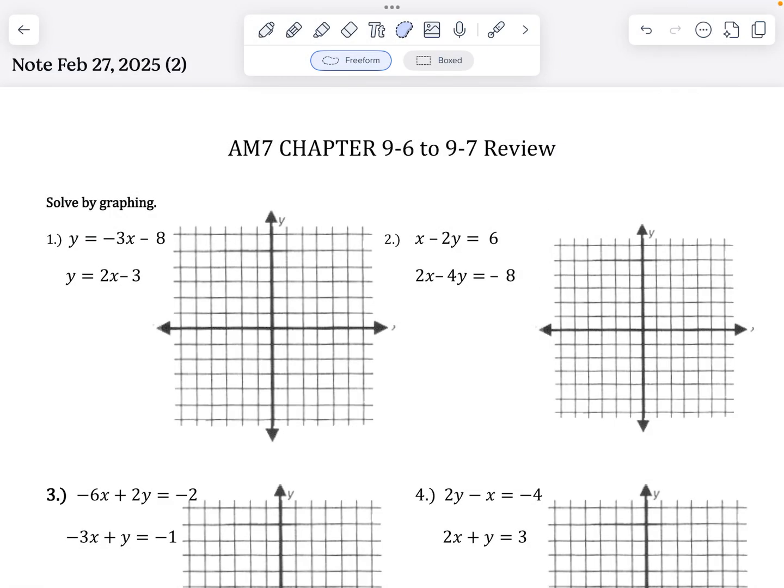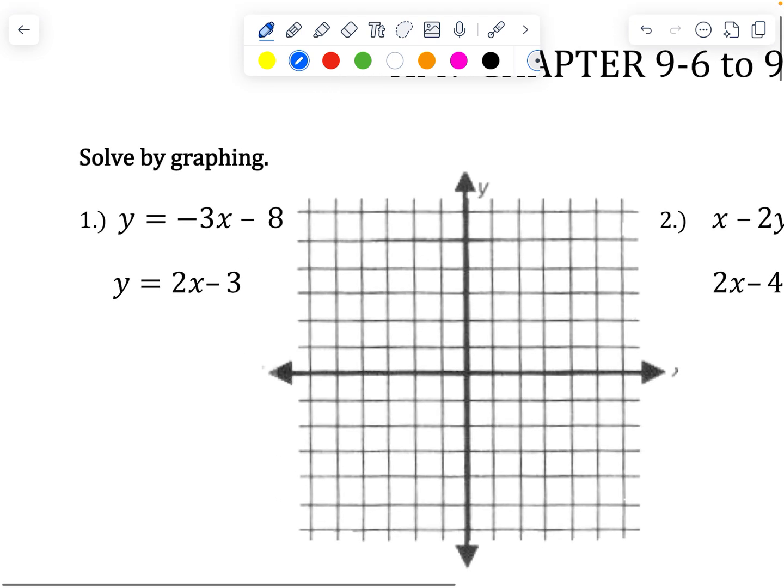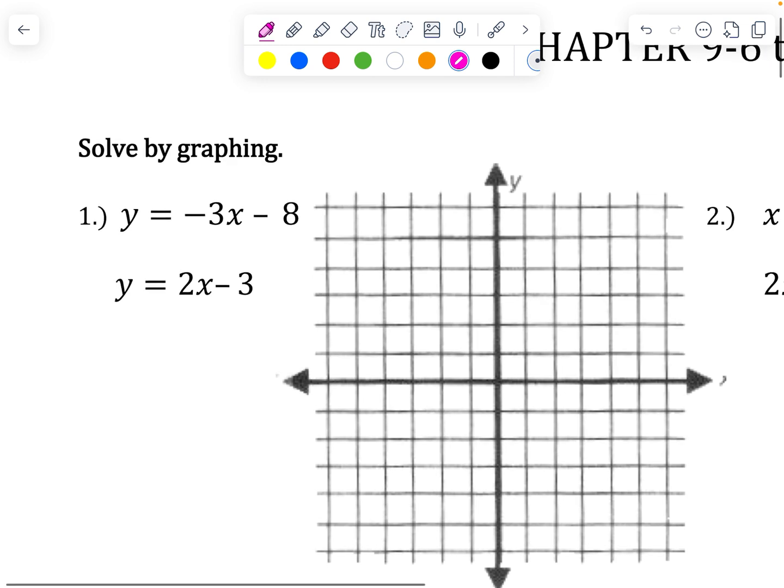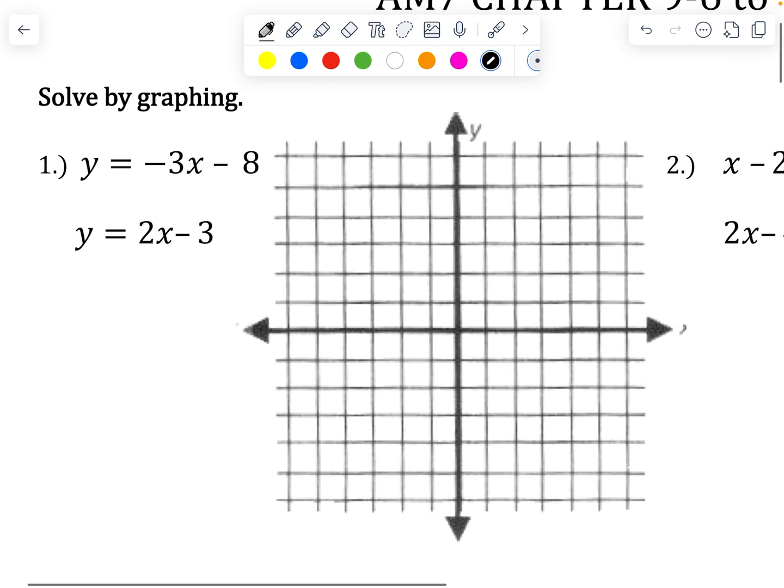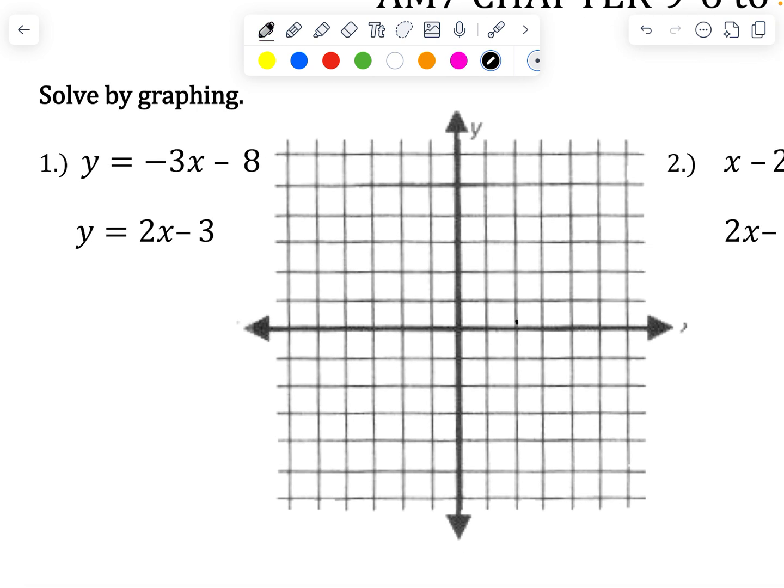All right, let me solve out the review packet with you guys now. Okay, so solve by graphing. My first attempt is always to try the slope-intercept form, but don't forget to number your number line first. So 2, 4, 2, 4, 2, negative 4, negative 2, negative 4.